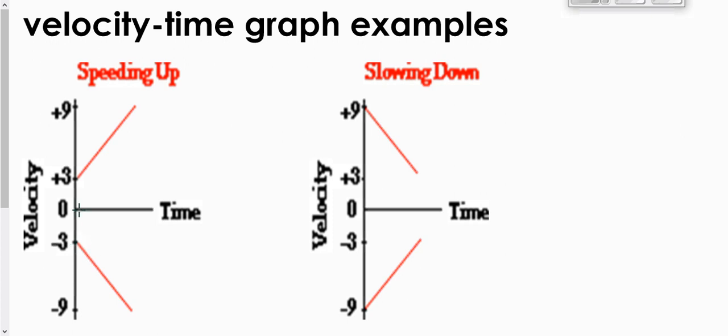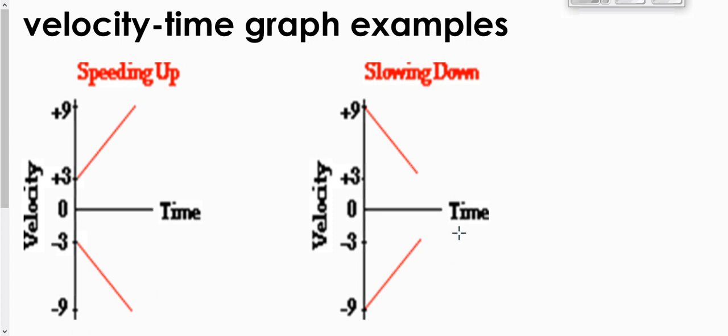In this case, we see that the velocity started off at minus 3 meters per second. This means that this was its speed, but moving backwards. As time continued, however, the object ended up going at minus 9 meters per second. It was still moving backwards, but even faster than it was before. Both of these lines show speeding up.